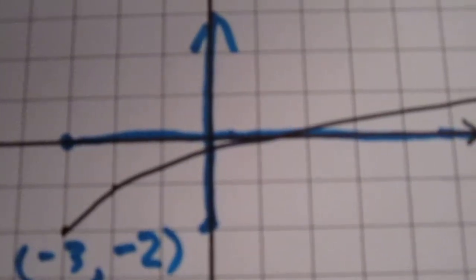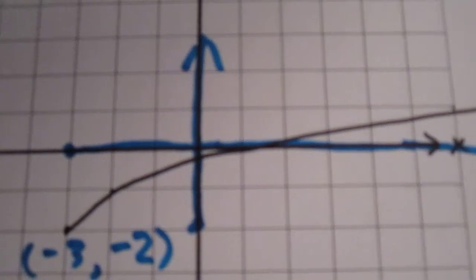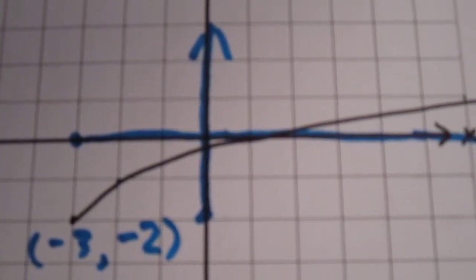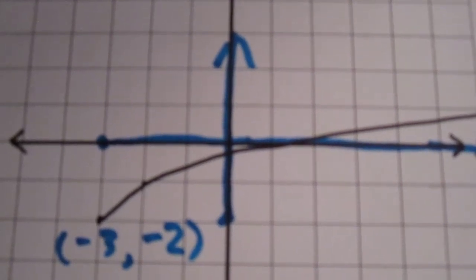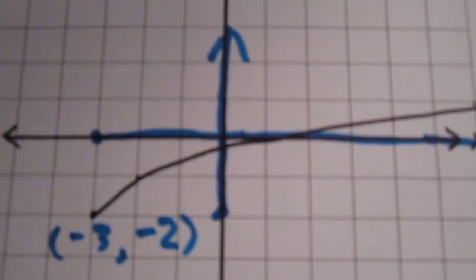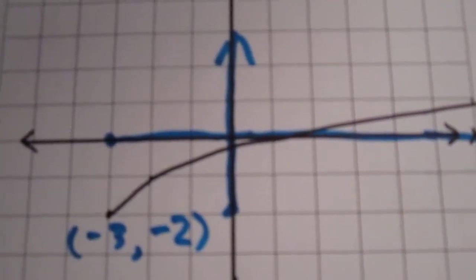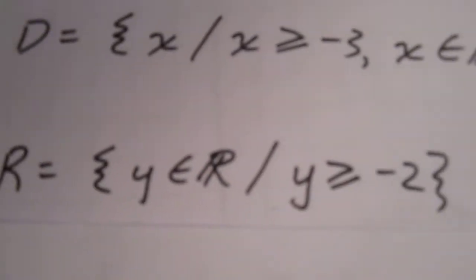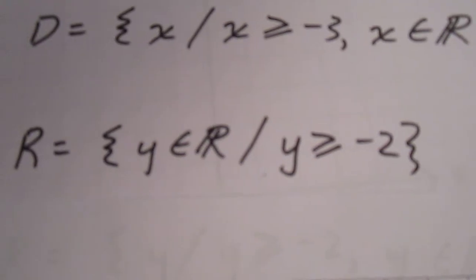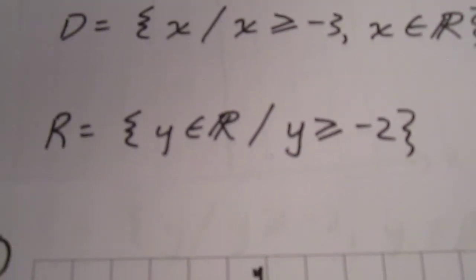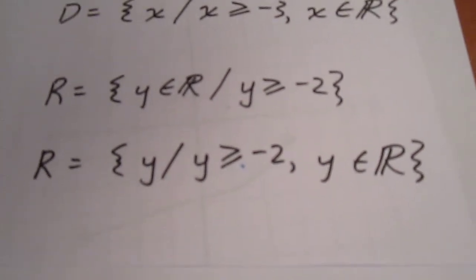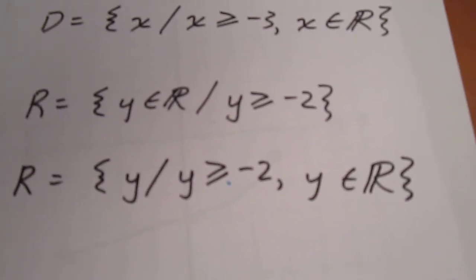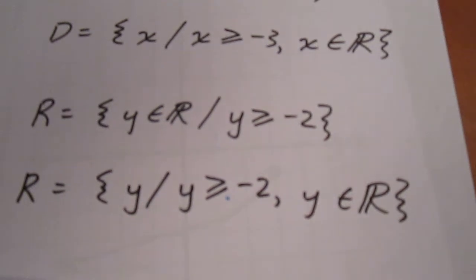We come back and look at our vertical, and we see that our least y value is -2, and from there our y values appear to increase and get infinitely high, so infinitely great I should say. So our range is the set of all y's that are elements of the real numbers such that y is greater than or equal to -2, or perhaps again a better way of writing that is y such that y is greater than or equal to -2 and y is a real number.